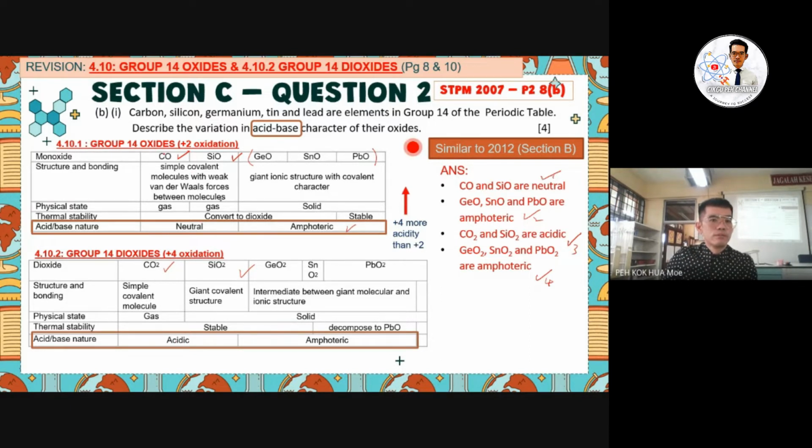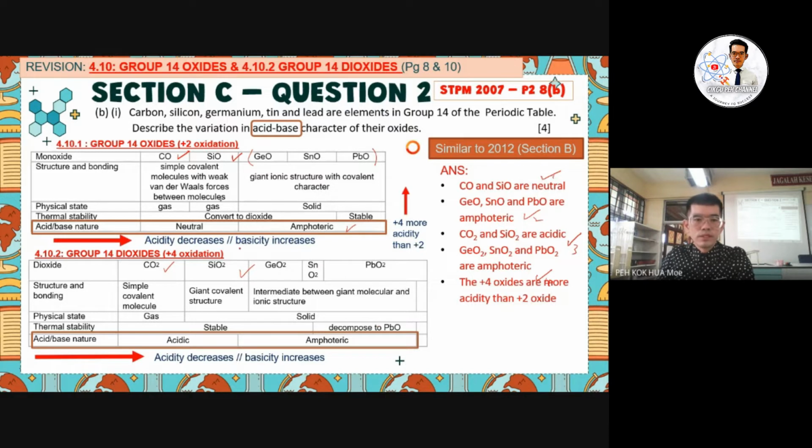Okay, you can see the +2 oxidation state goes from neutral to amphoteric, while the +4 oxidation state goes from acidic to amphoteric. So here is some extra information. You can add on more points, because as I mentioned, we're not sure what the marking scheme answer is, so we can add on more than 4 points. Here you can state that +4 oxides are more acidic than +2 oxides.